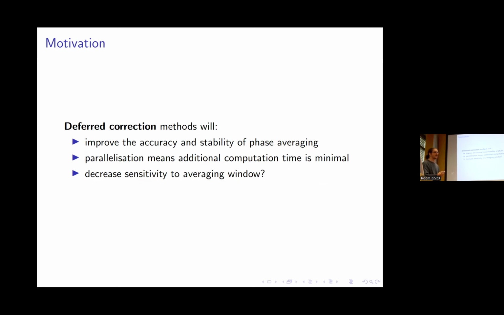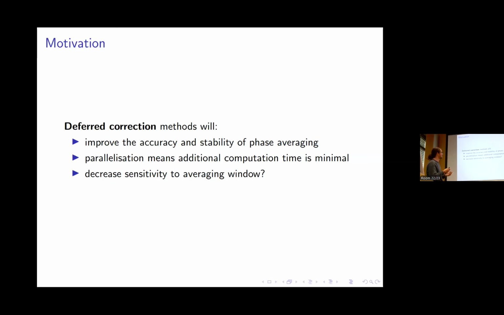So our motivation for combining numerical phase averaging with a deferred correction method is that we aim to further improve the accuracy and the stability of phase averaging. As you saw, there were some issues with the slides I showed. I don't parallelize the simulations I'm showing, but one advantage of deferred correction methods is you can parallelize the correction and the prediction. So your computation time is not vastly increased because you can distribute it across different cores.